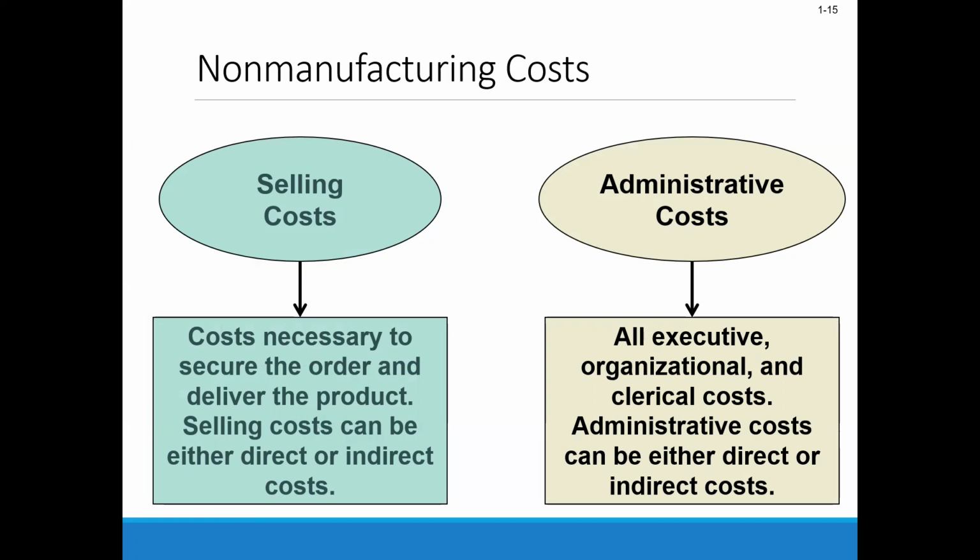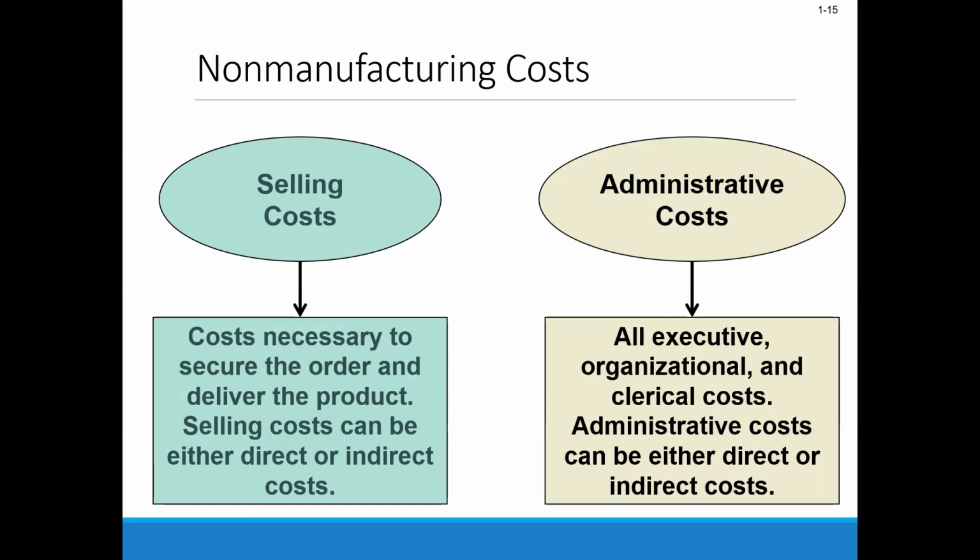Administrative costs are the executive, organizational, clerical costs. They can be direct or indirect costs, but they're not manufacturing costs. They're not part of making the product. So these are placed on the income statement in the period they're incurred, not when the product is sold. Okay?